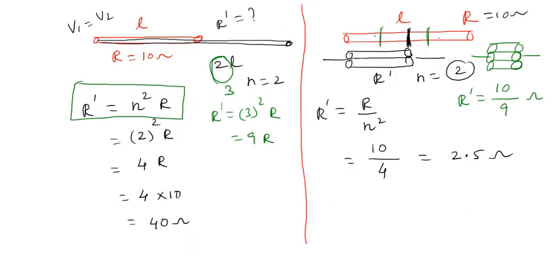In case the wire is cut into three equal parts, and connected in parallel like this, then the new resistance R dash will be equal to 10 by 9. 10 by 9, because now n is 3, correct? Therefore n square, 3 square is 9, therefore 10 by 9. It's almost 1 ohm. So this is the example for when a wire is stretched and elongated and extended, and this, the right side, is for when a wire is cut and connected in parallel.